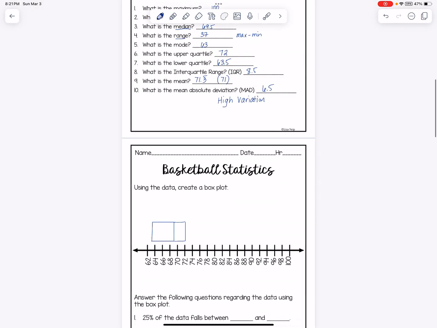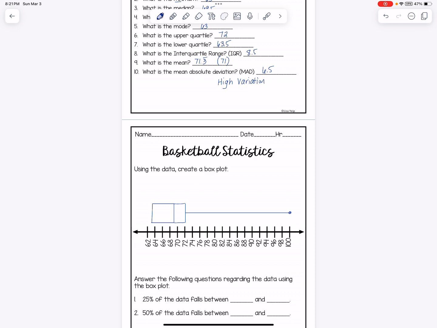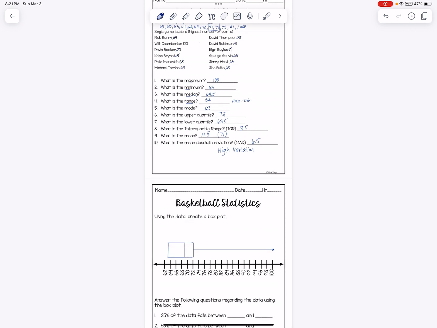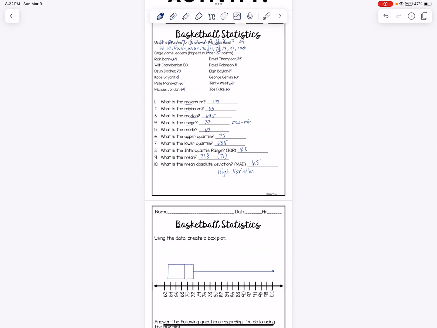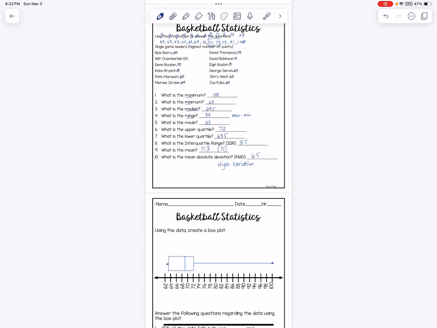And then all you do is draw big whiskers. That's why they call them box and whisker plots sometimes, to your highest and your lowest. So we're going to go all the way out to 100, which is right there, and you just put a point. And then we're going to go all the way down to our lowest, which was 63. Because we had 63.5, the 63 is going to be really small there. So there's all of our information, and here is our box and whisker plot.